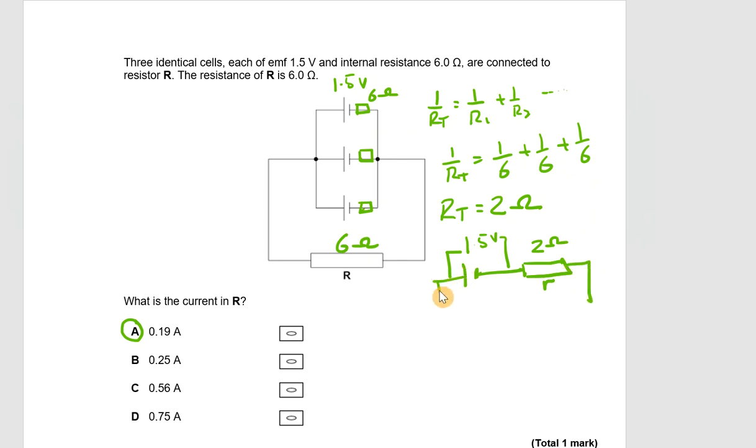And then I'm going to put this external resistor, this 6 ohm resistor, on the outside.